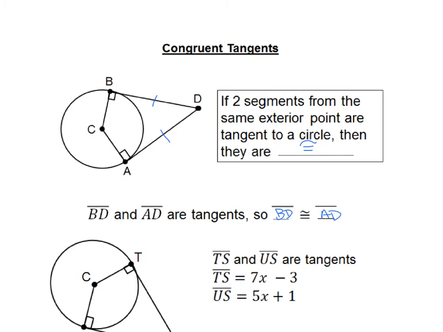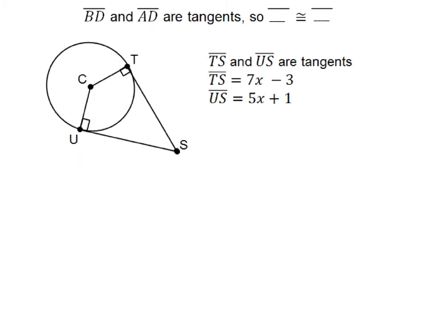All right, let's look at an example. All right, so here we have TS and US are tangents. And we can clearly see that because they're perpendicular to the radius. So that checks out anyways. Which then means that TS and US, since they share the same exterior point, they are congruent to each other. And TS is 7x minus 3 and US is 5x plus 1. What is their measure? All right, all we have to do since they're congruent is basically set them equal to each other.